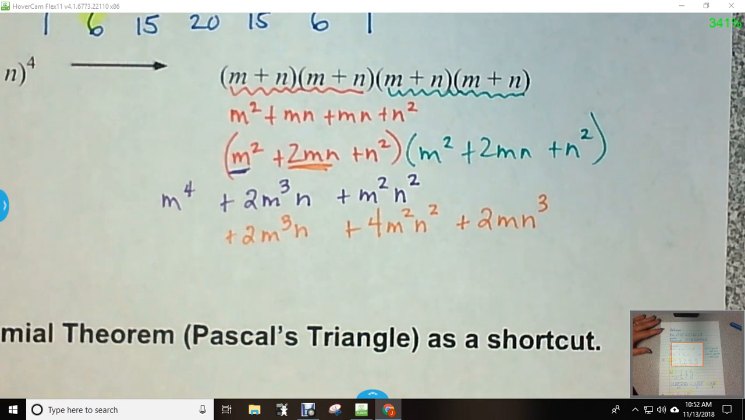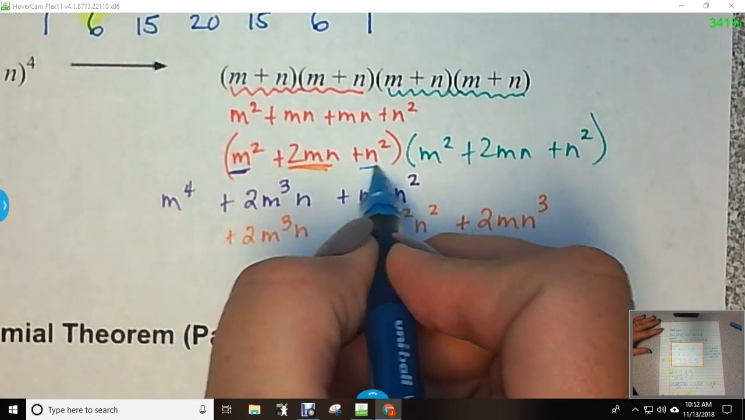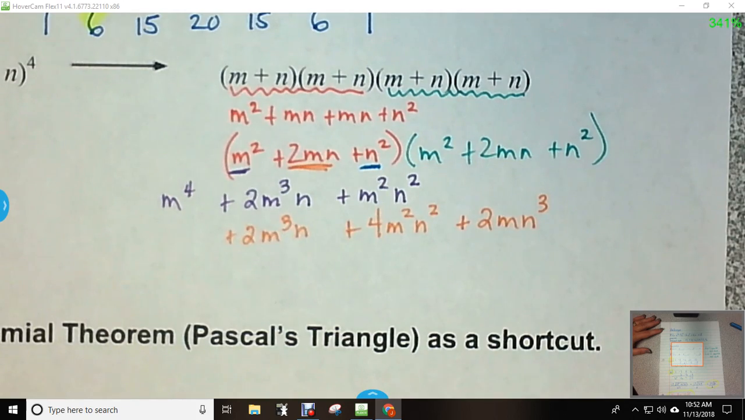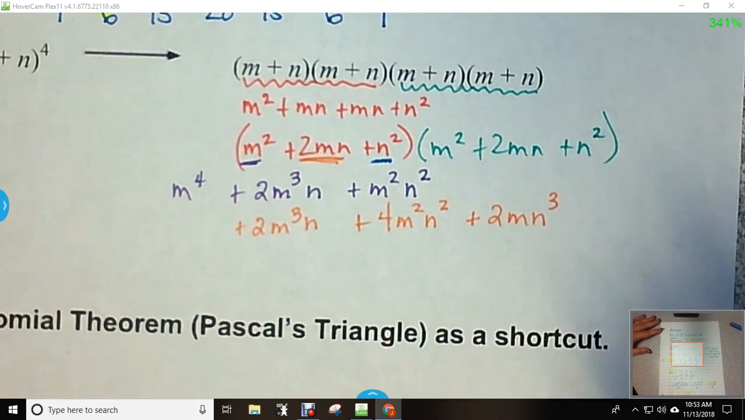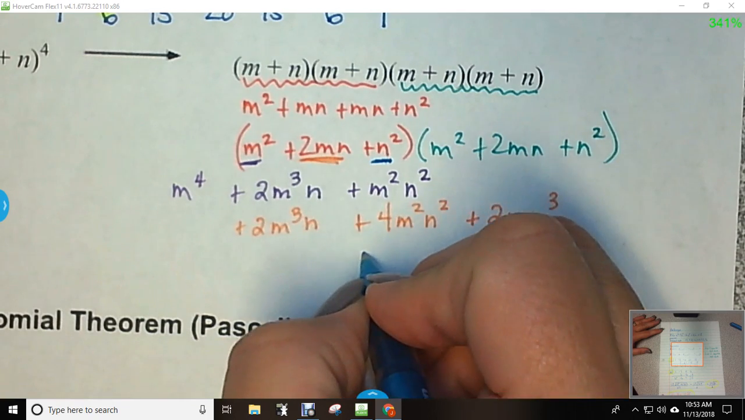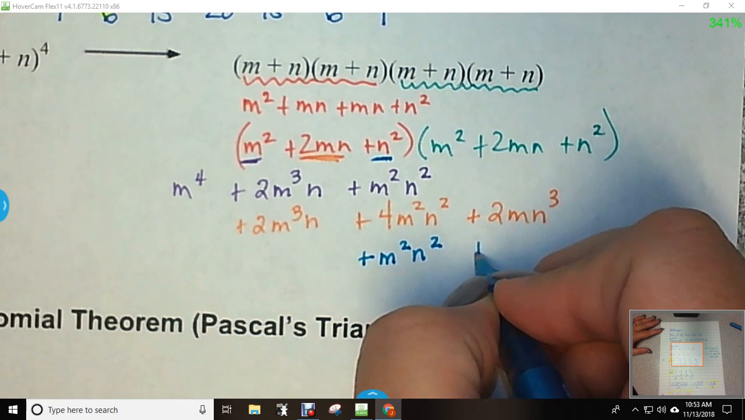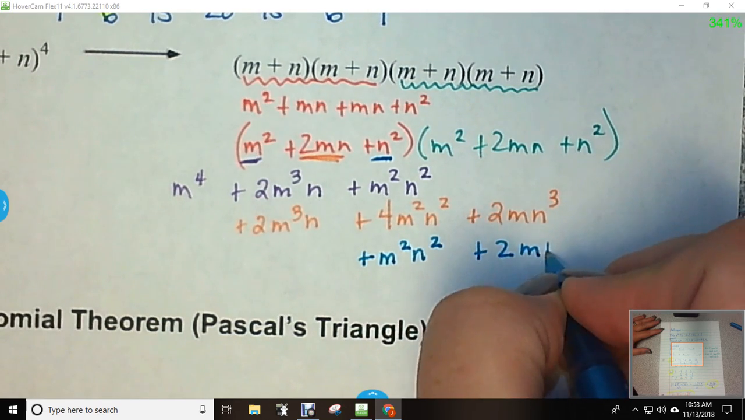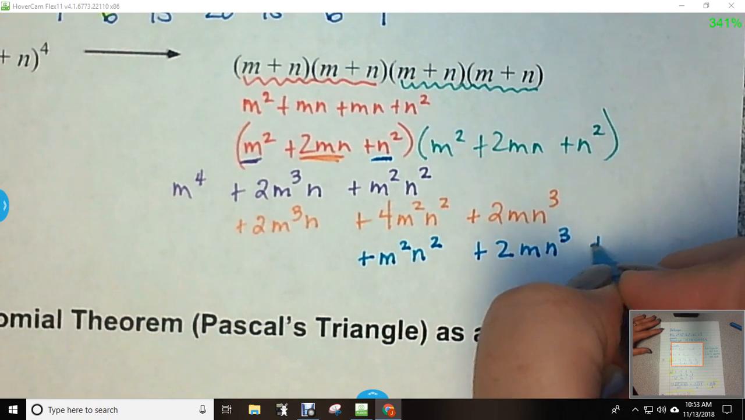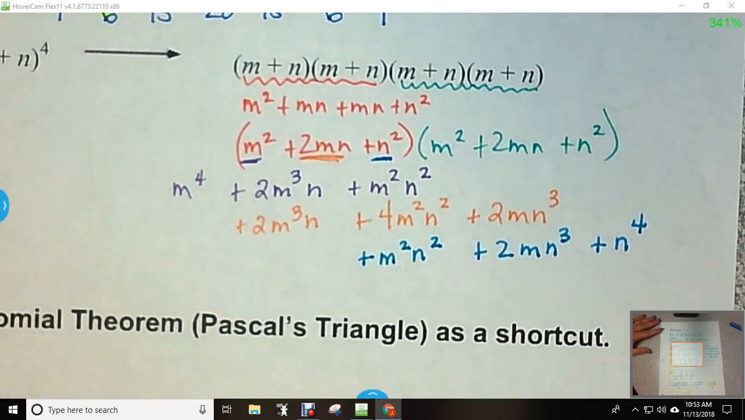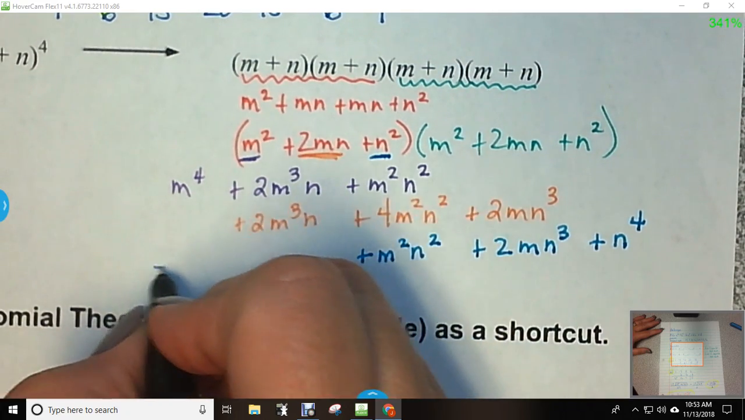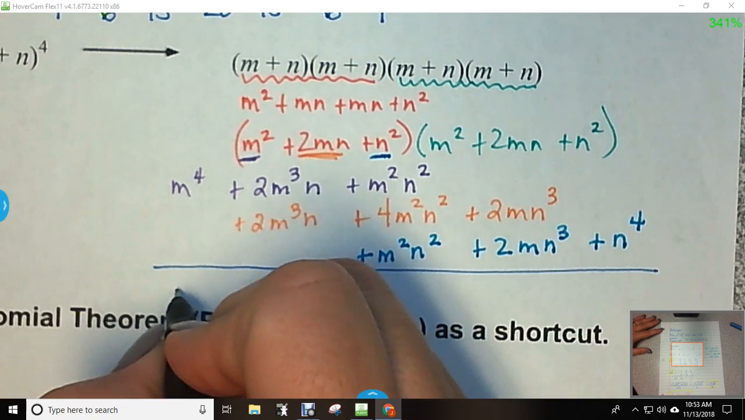Okay, and guys, if I miss a number or miss an exponent, please let me know because it's very easy to do in a problem like this. Now distribute your n squared to everything in the green parenthesis. And that's going to give me plus m squared n squared plus 2m n cubed plus n to the fourth. Combine all of your like terms.